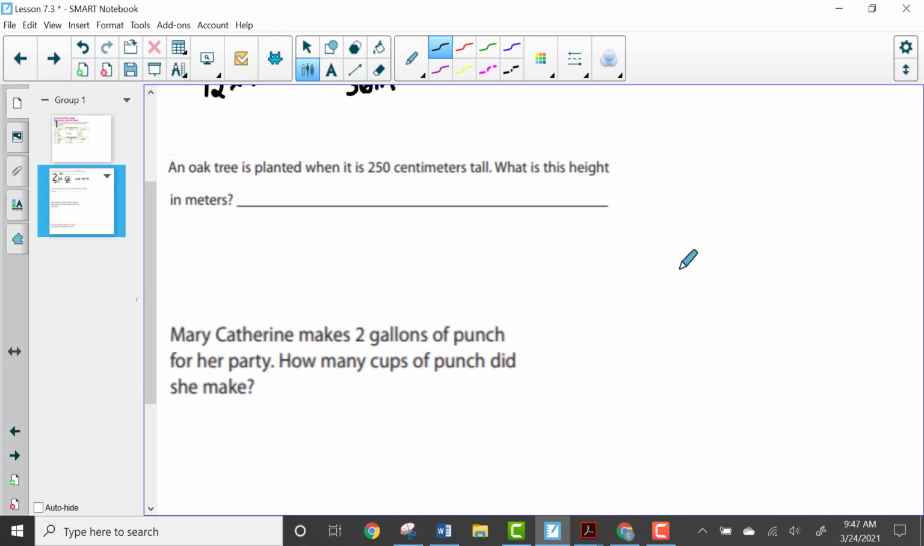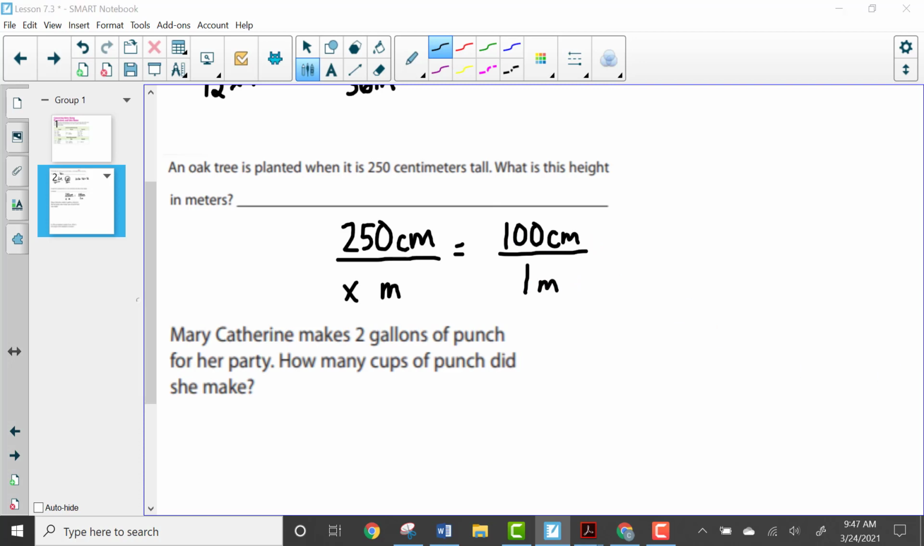The next one, on page 188: an oak tree is planted when it is 250 centimeters tall. What is the height in meters? Again, what we have here is 250 centimeters. We don't know the amount of meters yet, but what we do know is that 100 centimeters is in 1 meter. And we can see that right on page 186.